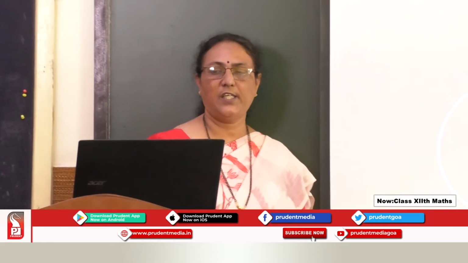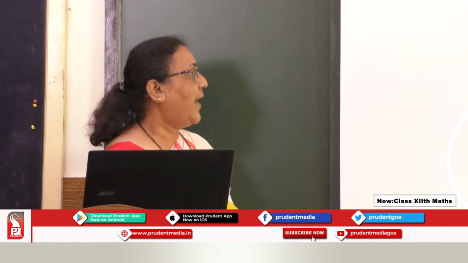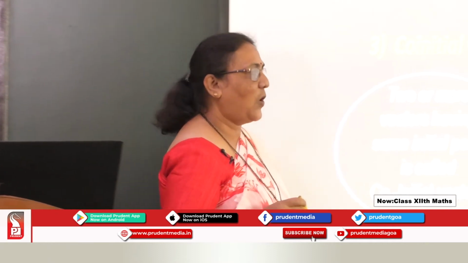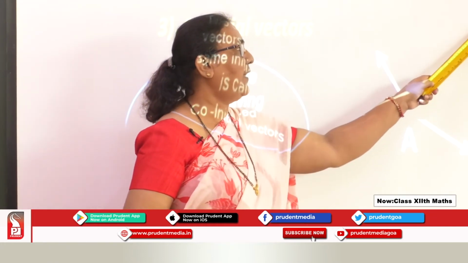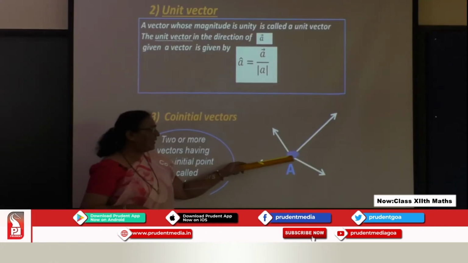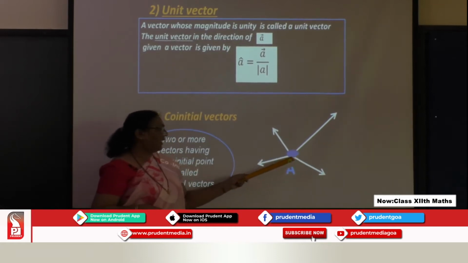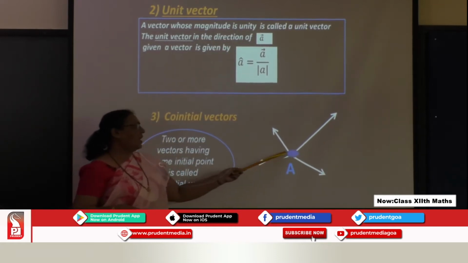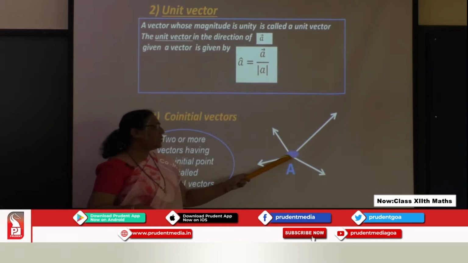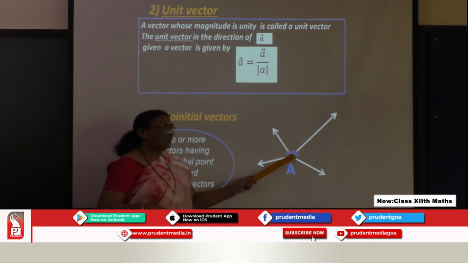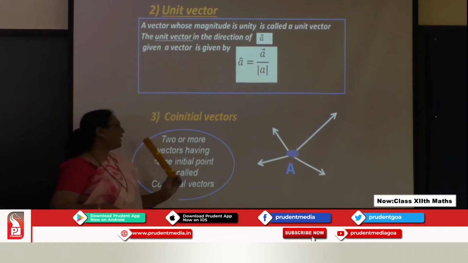Next, co-initial vectors: vectors whose initial point is the same. A vector starts from here and goes in this direction, another vector goes in this direction, another goes in this direction, and another in this direction. For all these vectors, the initial point is the same. This type of vectors are called co-initial vectors.